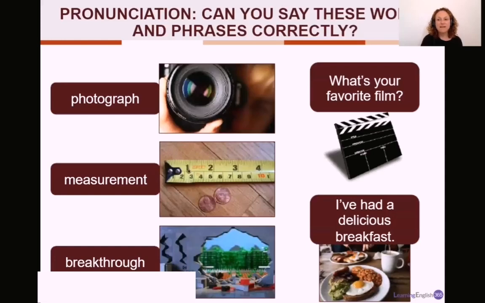Or I've had a delicious breakfast. I'm explaining to you that my breakfast was delicious as opposed to disgusting or tasteless. So we know that in English, when we change the emphasis on different words, that can change the meaning of the sentence. So this is something that you can show off.